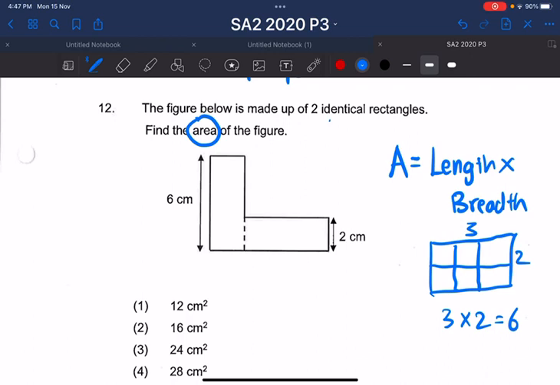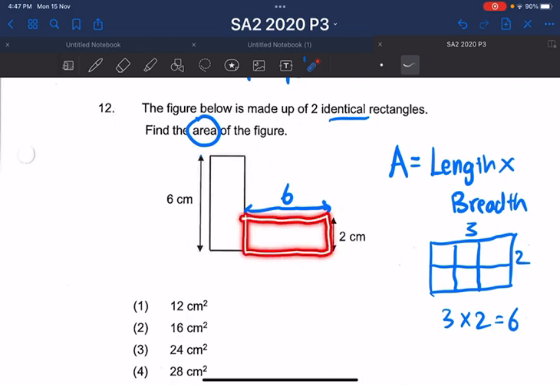Now they are all the same rectangles over here. So if the length is 6, that means this one must also be 6, right? So shall we start looking at one of the rectangles first? Let me focus on the first rectangle, this rectangle here. You can see I've colored this rectangle in green. Here, 6 is the length, 2 is the breadth. So I'm going to take the length times the breadth. 6 times 2 is going to give me 12, right?